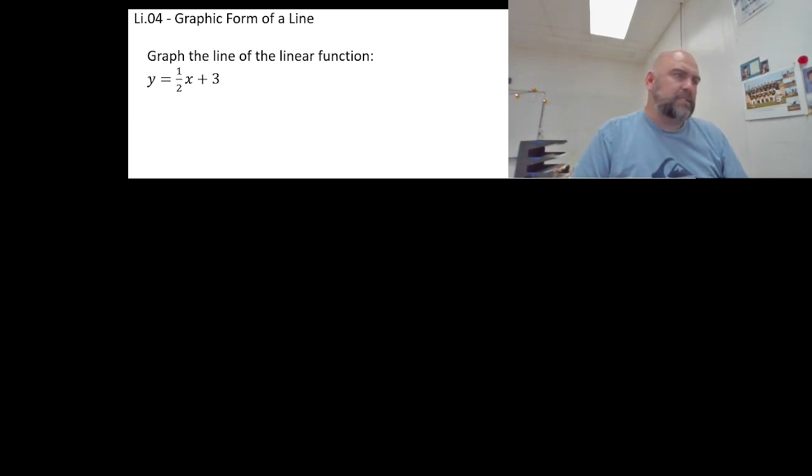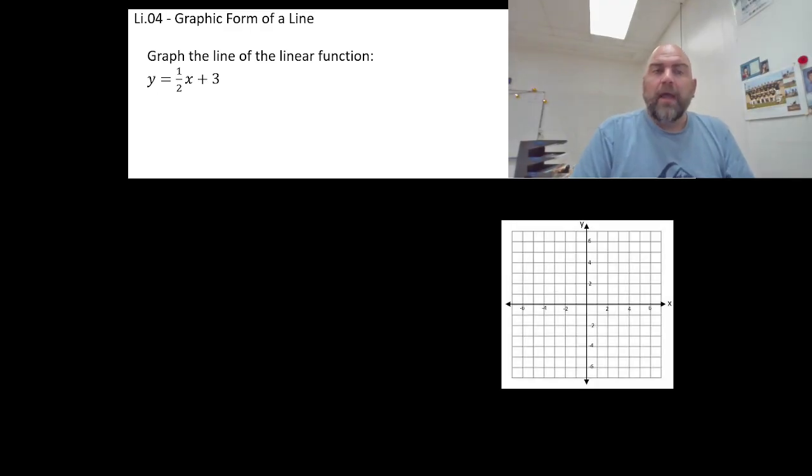All right, let's take a look at this example here where we're going to try to graph out a line which is given in graphic form. We're going to use an equation that's given in graphic form and we're going to draw out the line. Now, we have this equation y is equal to 1/2 x plus 3.